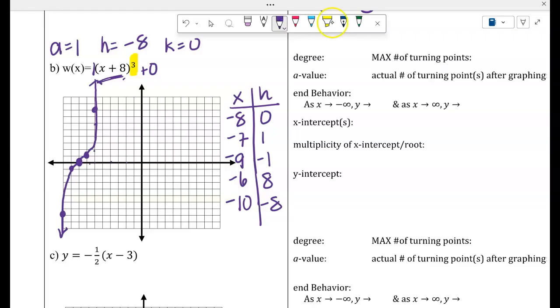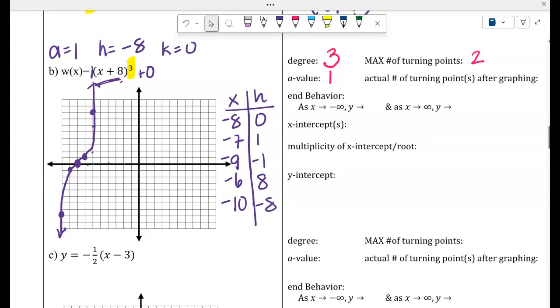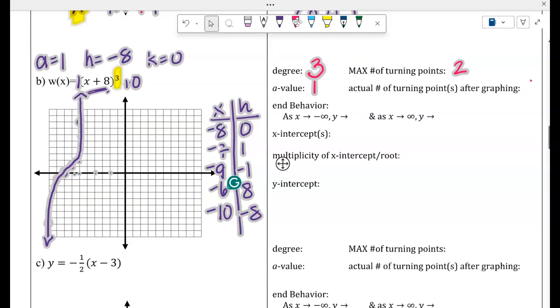So what is the degree? Remember, the degree is the highest power of your equation. So since this is a cubic, the degree has to be 3. That means the max number of turning points we can have is always 1 less than the degree. Your a value is in the front of the parentheses. Since we don't see any, it is 1. But this one says actual number of turning points. Guys, turning points is whether we have a maximum or a minimum. For a cubic function, there's no turning point. So for the actual number of turning points, we are going to state that it is 0.